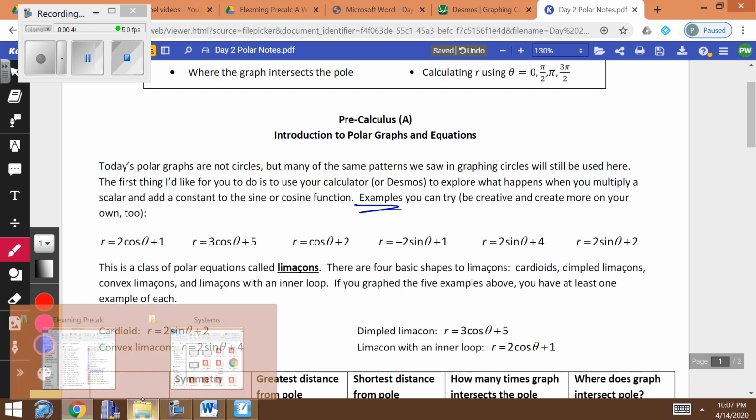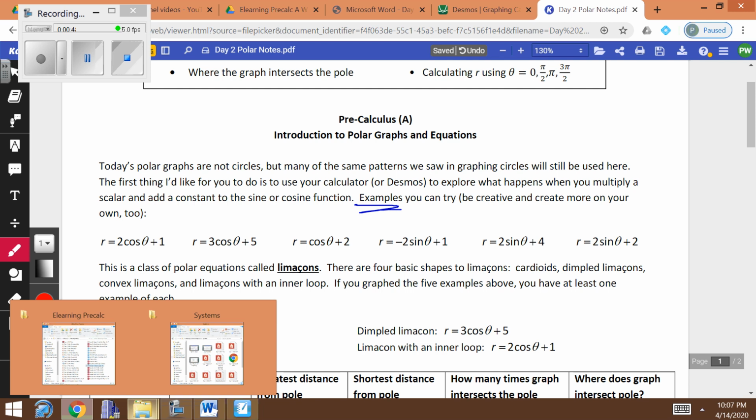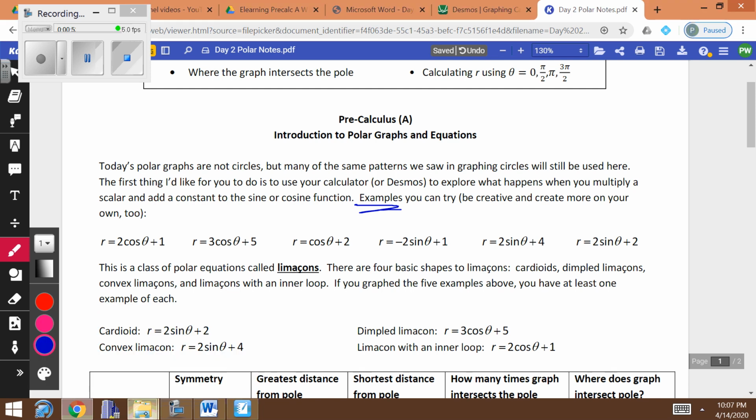Notice all of these though are still r equals. So r equals, and notice you have an a value in front right here, so an a value times either the cosine or the sine, and then we also have a k value afterwards as well. Notice that there's no b value, no h value here. We're just focusing on the a and k. So play around with them a little bit. These are some examples.